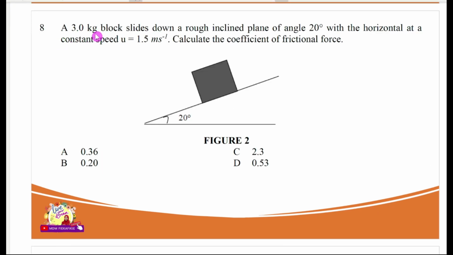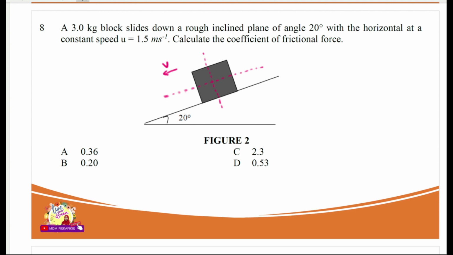Alright, question number 8. So here we have 3 kg block slides down a rough inclined plane of angle 20 degree as shown in the figure, and then calculate the coefficient of frictional force. Okay, so before we start, let's draw the x-axis and the y-axis. So let's say this is the y-axis, which is perpendicular to the surface of the plane. And then this is the x-axis parallel to the surface of the plane. Okay. And then the block will move in this direction. So this is V.